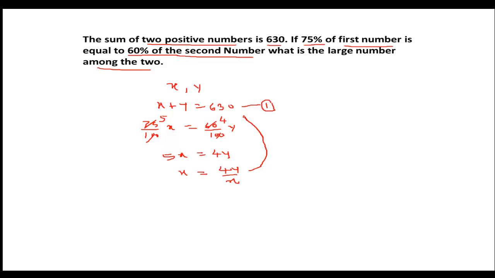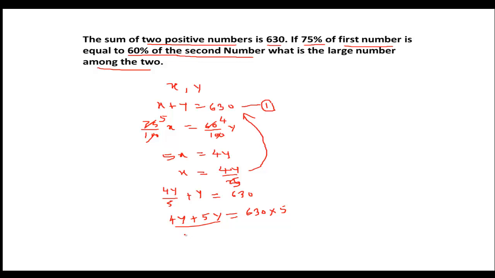Putting this value of x in equation number 1, we get 4y upon 5 plus y, which is equal to 630. So multiplying by 5 throughout the equation, we get 4y plus 5y is equal to 630 multiplied by 5. So 5y plus 4y, that will be 9y.